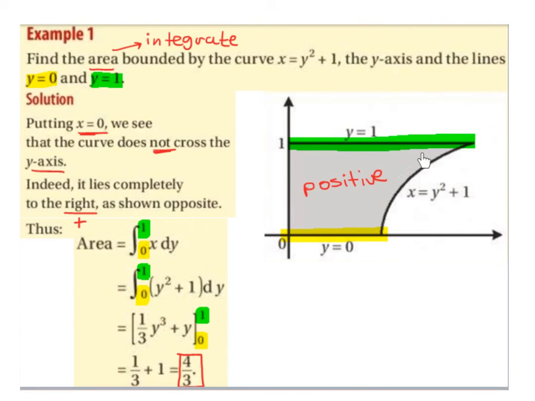So the area between our curve and our y-axis between y equals 1 and y equals 0, so this area here, is 4 over 3.